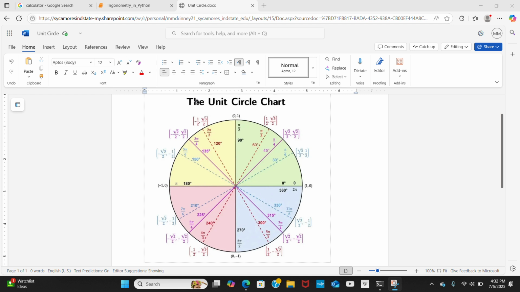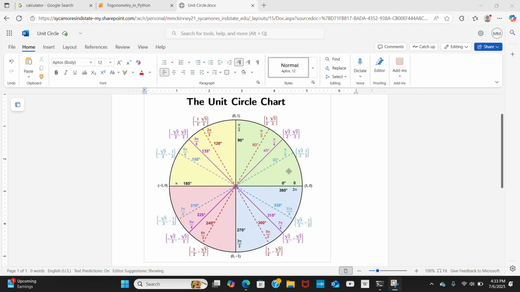I'm going to show you how to do trigonometry in Python. But before I begin, I have to explain to you the unit circle chart. The unit circle chart is used in trigonometry. It's used to describe degrees and radians, sine, cosine, tangent, and their inverses.